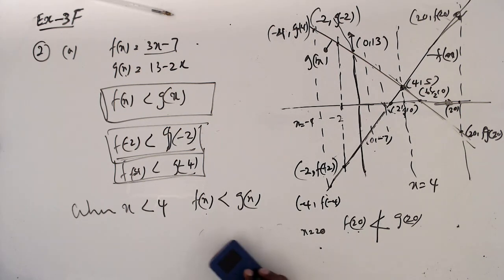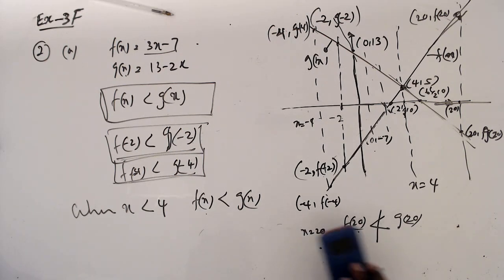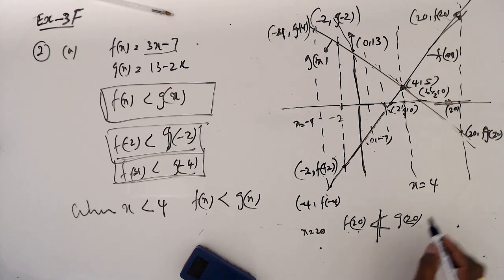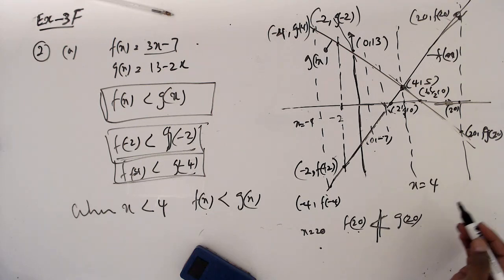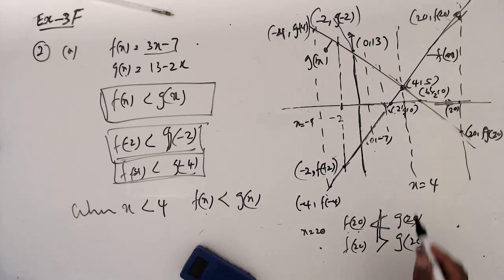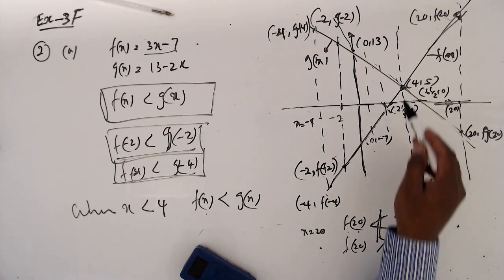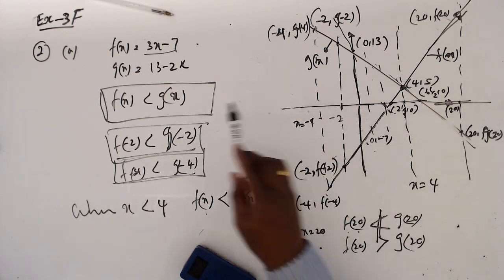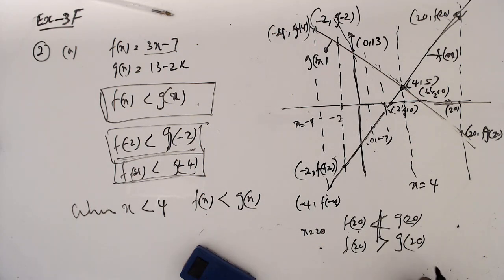Sorry, which one is f actually? That's right. f(20) is lower, not lower than g(20). It means f(20) is greater than g(20). So after 4, up to infinity, that interval doesn't satisfy this inequality.